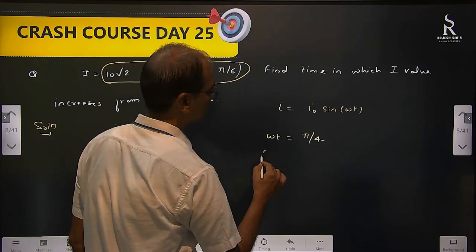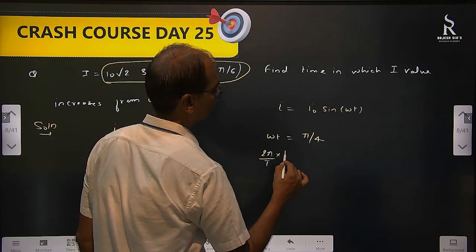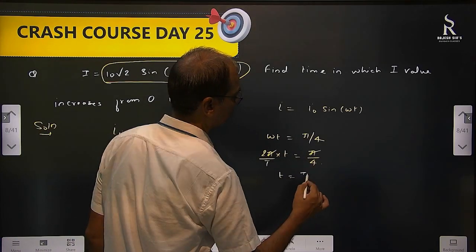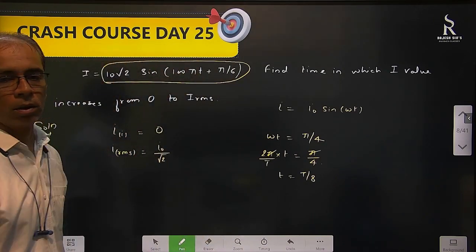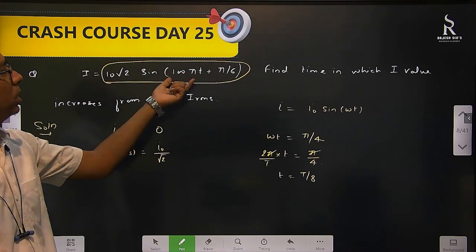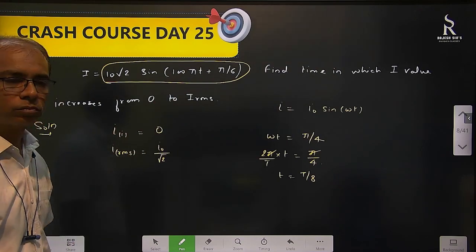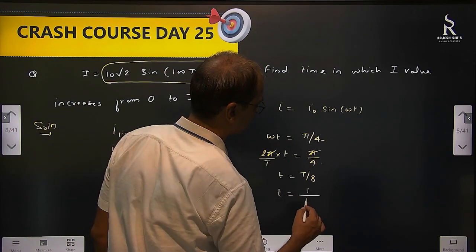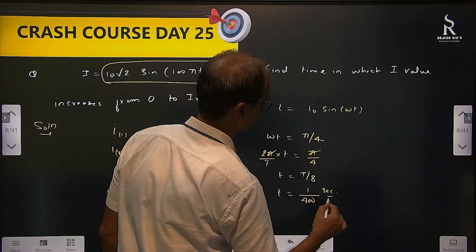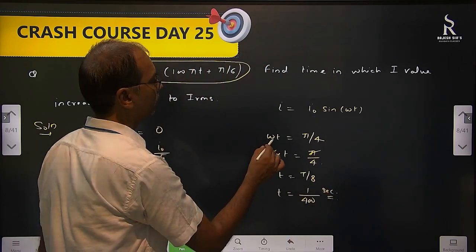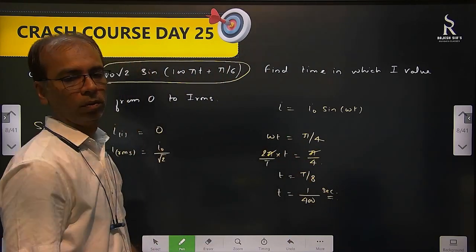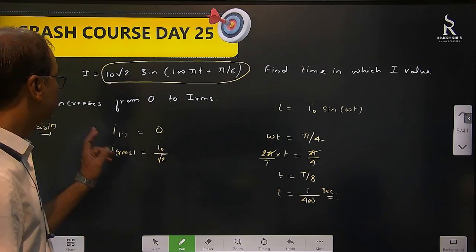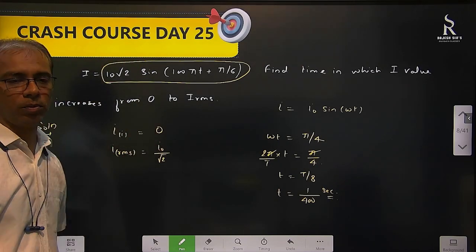So again, this is 2 pi by T, and this is pi by 4. Pi gets cancelled, t equal to T by 8. Frequency or omega is already given to us, 100 pi, I could have written directly. So with 100 pi, this is again 1 by 400 of a second. 100 pi, pi cancels, t equal to 1 by 400. So after this much time, the current will increase from 0 to I RMS, which means I naught by root 2.